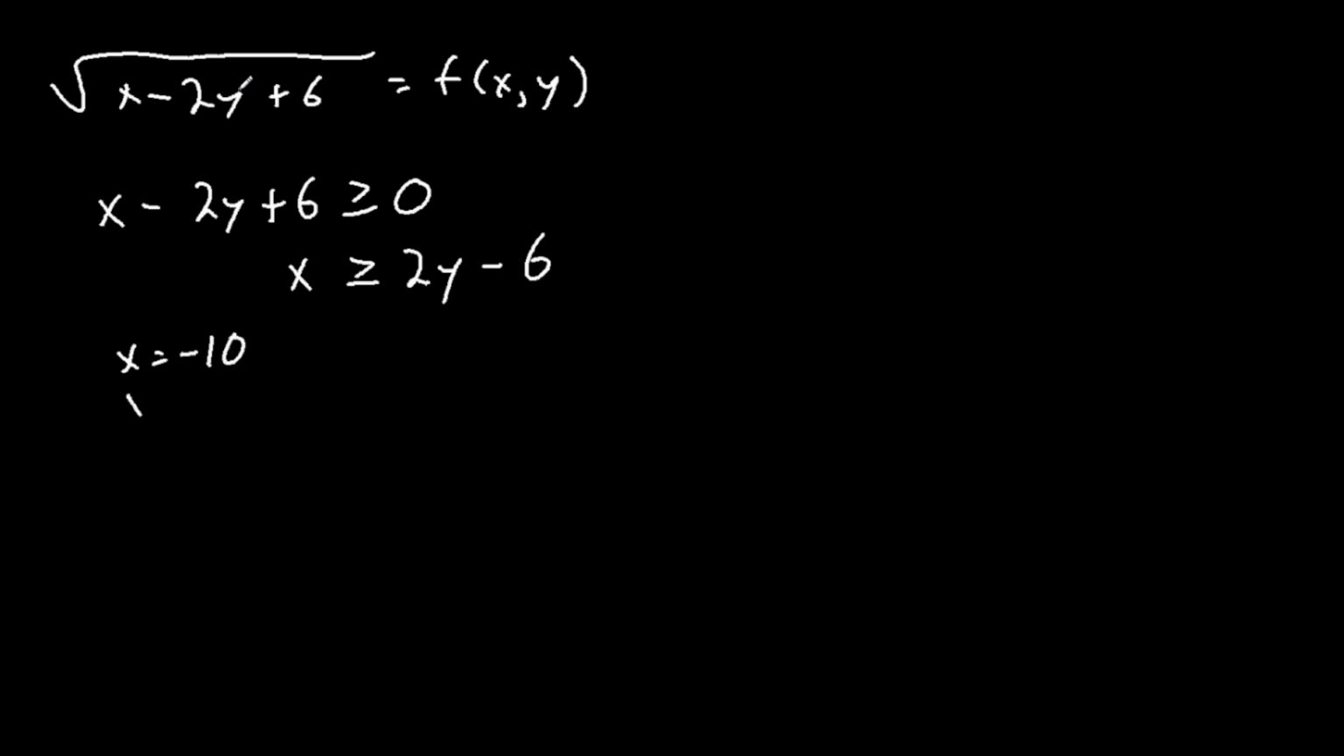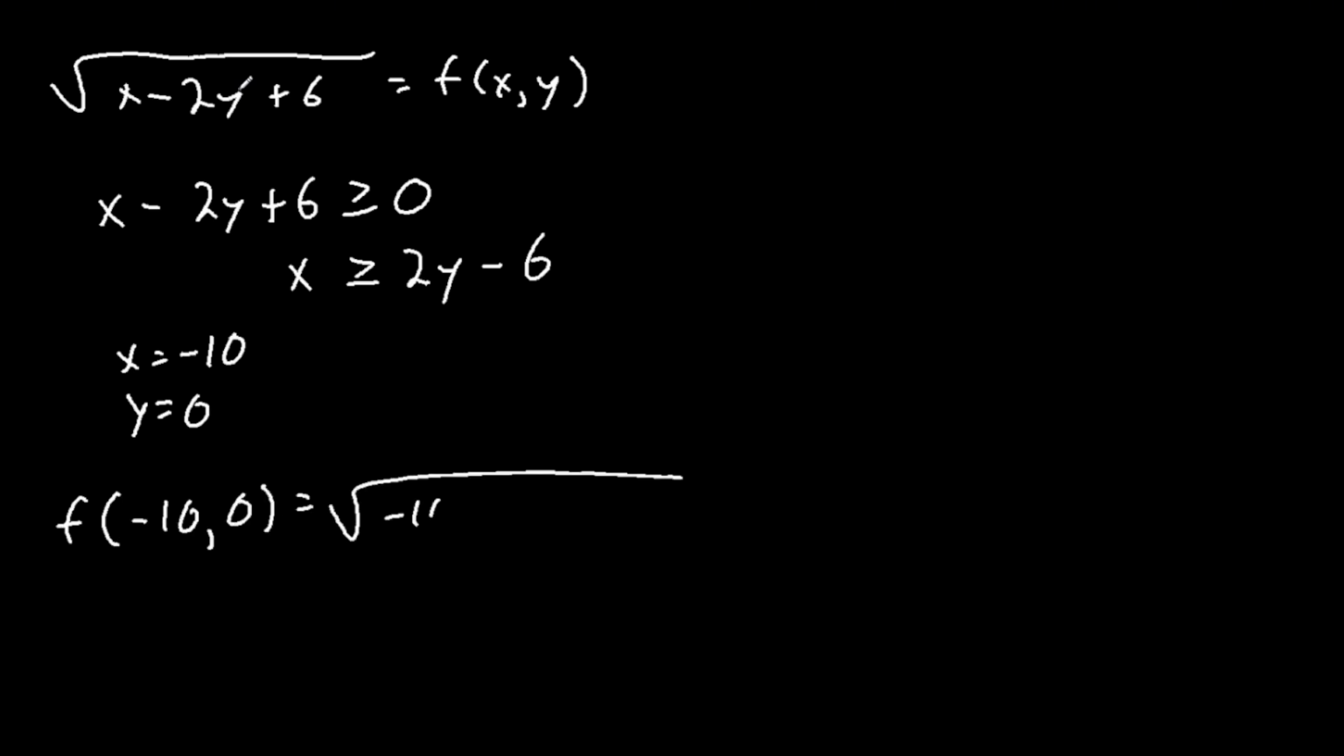X is equal to negative 10, y is equal to 0. Let's try this out. When x is equal to negative 10, put this into the previous function. And y is 0. So we have negative 10 minus 0 plus 6. What do we get? Square root of negative 4. Impossible answer.